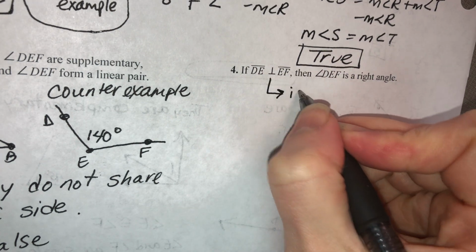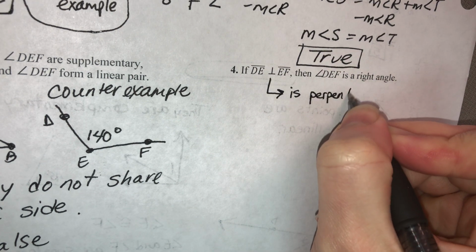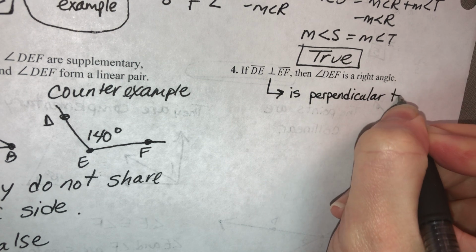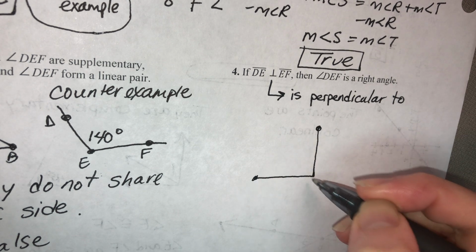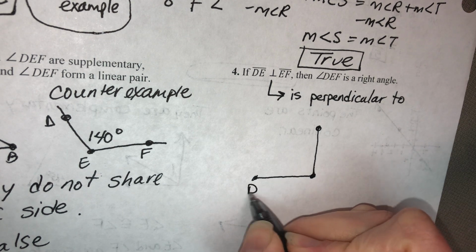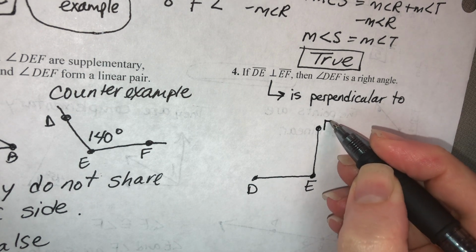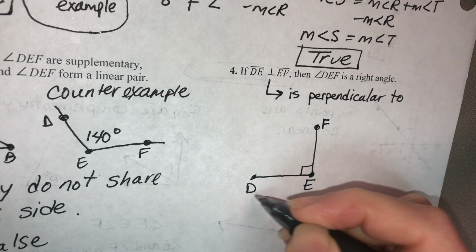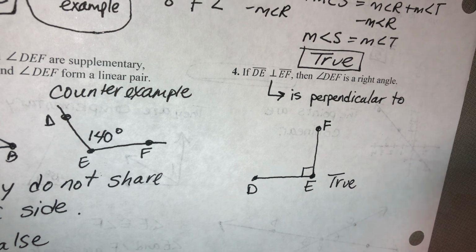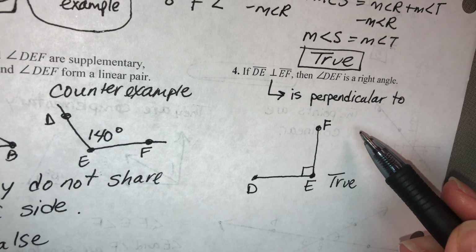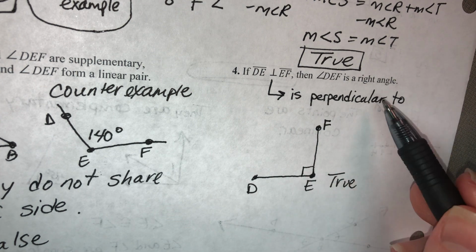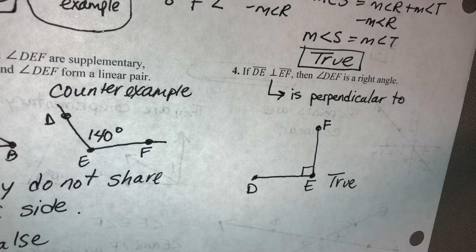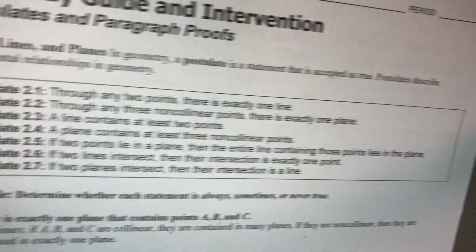So I'm going to write this down. Is perpendicular to. So here's DE, and then EF is perpendicular to it. So angle DEF forms a right angle. That's true. By the definition of perpendicular lines or line segments, these two have to meet at a 90-degree angle, which is a right angle. So that is true.